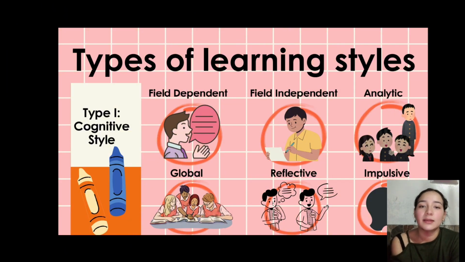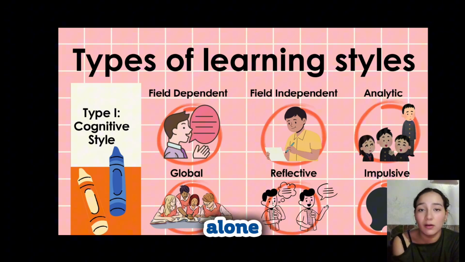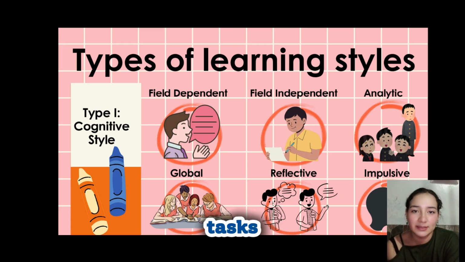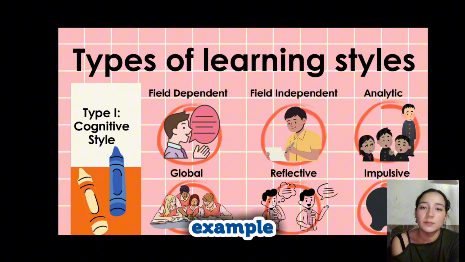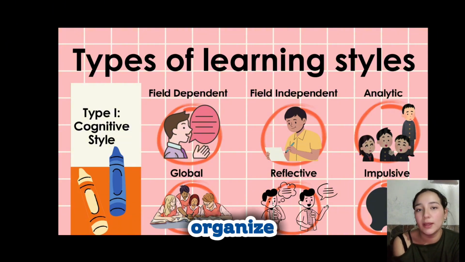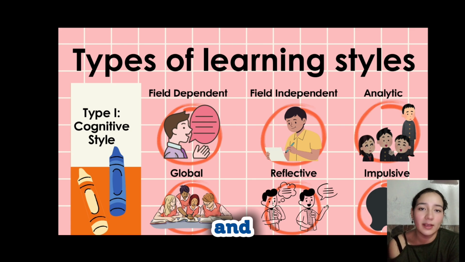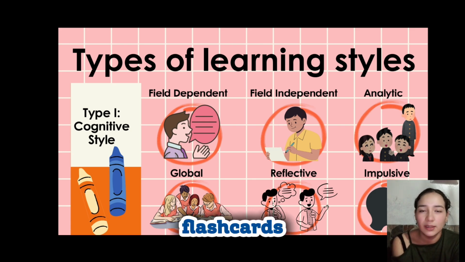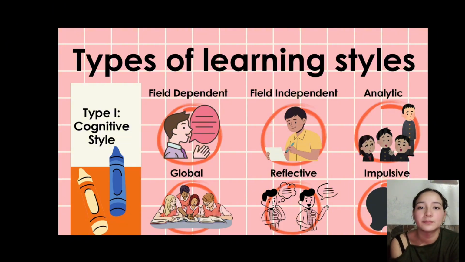Analytic. These students work best alone and prefer individual tasks. For example, they study vocabulary, make organized lists, and create phrase cards. They don't like group activities because they feel they progress more slowly.